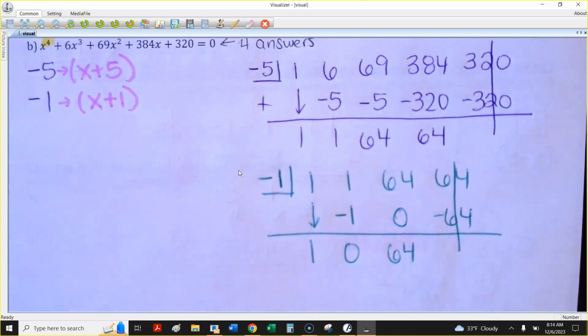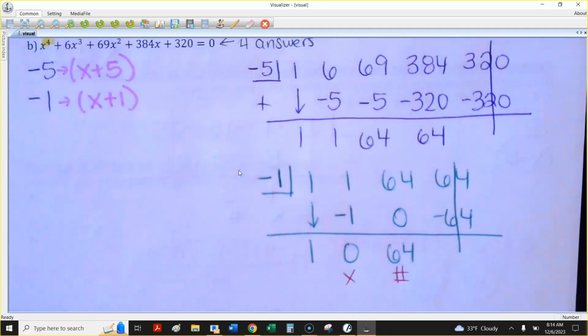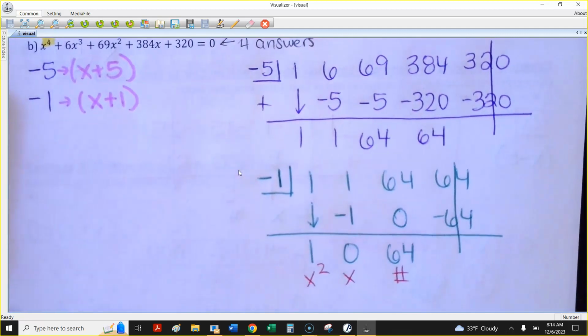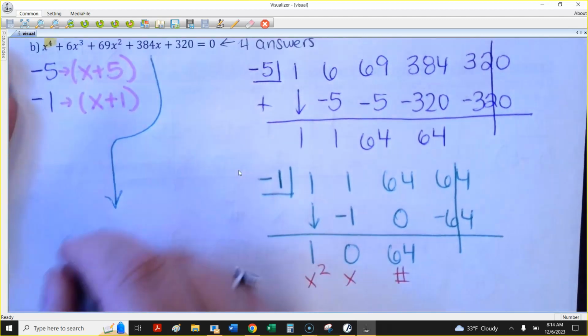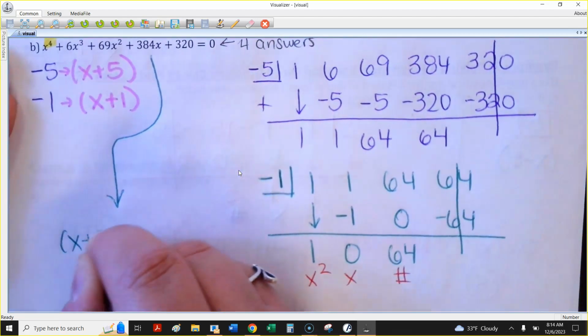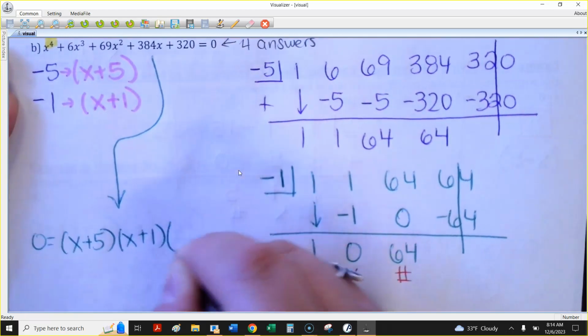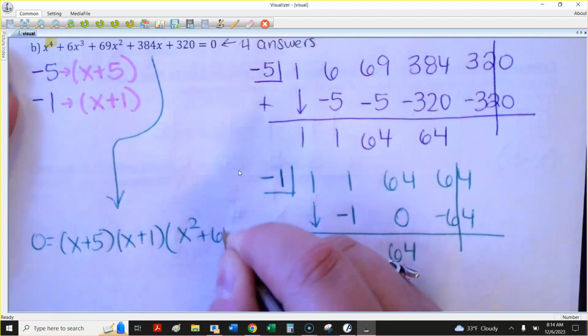Okay, so 64, plain number. I don't have an x. This will actually be nice for us. If I'm missing that, that's going to mean we're going to be able to use square roots if we want to. This will be x squared. So my completely factored form, as far as I could go down, we'd have x plus 5, x plus 1, we got those two factors from the graph, and then once we did the division, we're just going to get x squared plus 64.